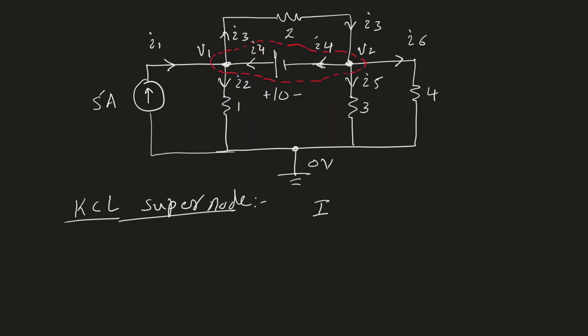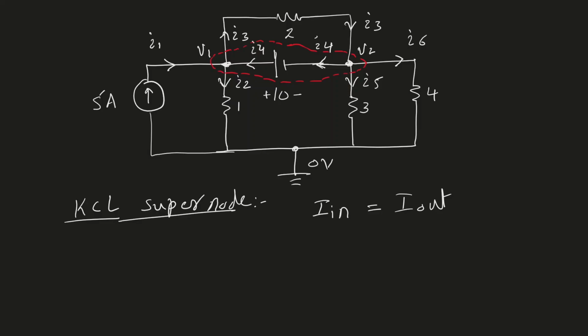Again, KCL says that the current entering the node must be equal to the amount of current that is leaving that node. Now I see that I4 is leaving the supernode at V2 and I4 is entering the supernode at V1. So we do not need to include this because it will just cancel out, because what it says is that the amount of current I4 leaves the supernode and the amount of current I4 enters the supernode. So therefore I4 will have no effect on the rest of the calculation.